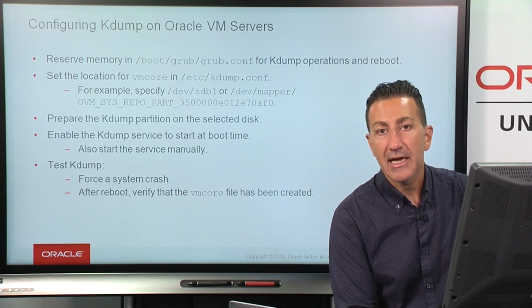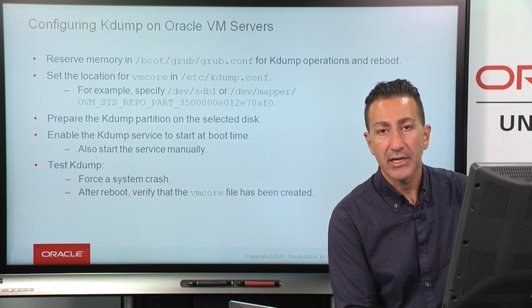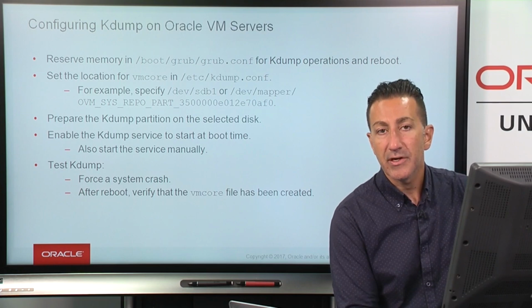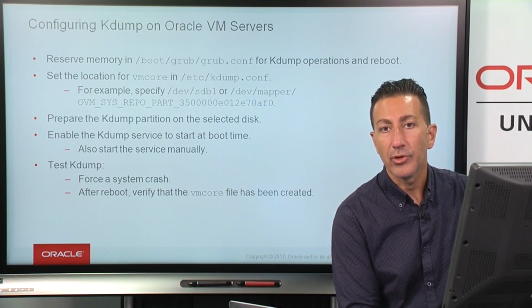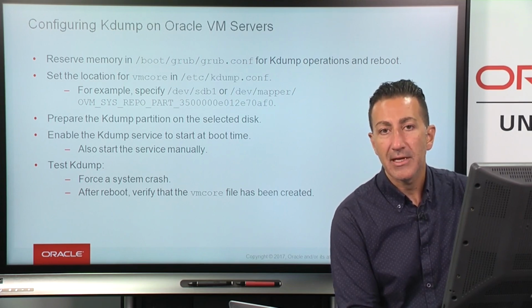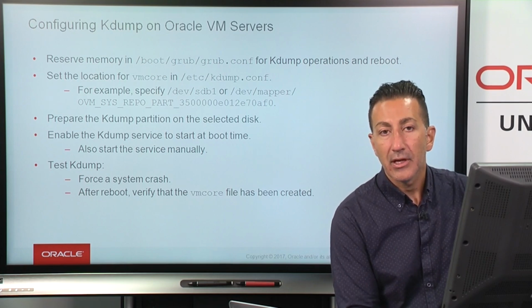Well, for configuring kdump at a later time, we have these steps. These are summarized in this slide. You get more details in the notes page of this student guide. So you need to reserve memory in the boot grub.conf file for the kdump operations, and you need to reboot. After that, you need to set the location for the vmcore in the etc kdump.conf file. For example, you could specify a device with this one, or for example a path with this other.